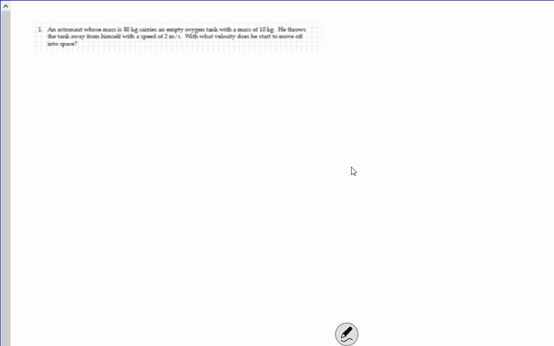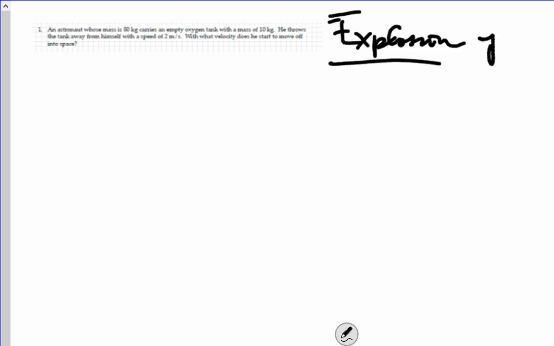You have the correct answer. So question number one, about an astronaut throwing an empty oxygen tank. That is a classic explosion problem. Oops, let me stand in a different spot so I can write and it sort of makes sense. All right, that is what we call an explosion. Hopefully you can read that. What that means is that you have something that is together and then it is no longer together. So our initial momentum has got to be zero, but that also means that our final momentum has got to be zero. And when that is the case, you end up with something moving in the negative direction, and that's kind of handy.